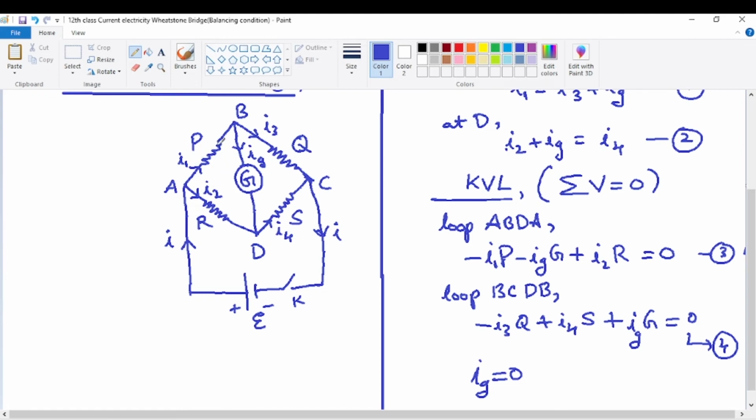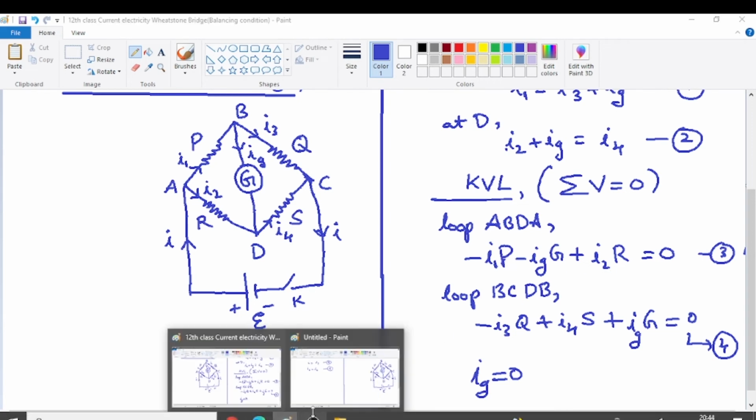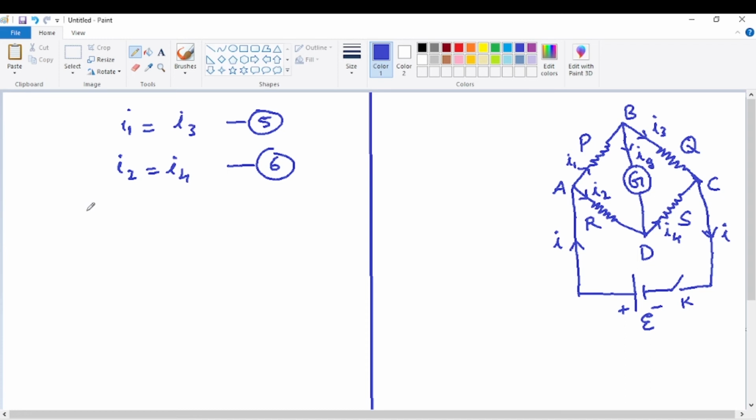But the circuit diagram is not important here. The equation only is important. Minus I1P plus I2R is equal to 0. That's what we are getting. Equation 3 is becoming that. So I will go to the next page and write that. Remember this, minus I1P plus I2R is equal to 0. So this is the next equation. I'm just calling it 7.